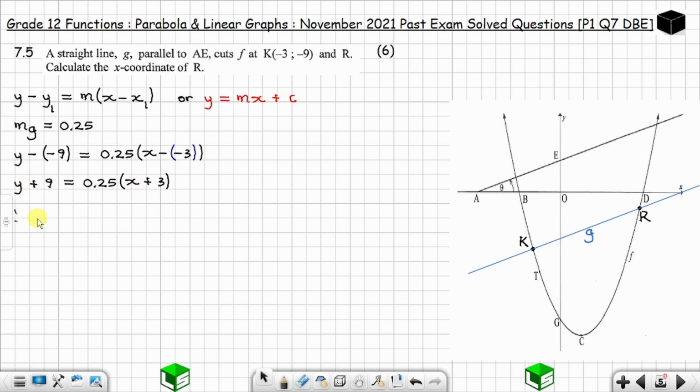And so y is equal to, you have 0.25 times x, which is 0.25x, and then you have 0.25 times 3, which is plus 0.75. Plus 9, you bring it to the other side, it becomes negative 9. And so y is equal to 0.25x, and what is this equal to? You can use your calculator.